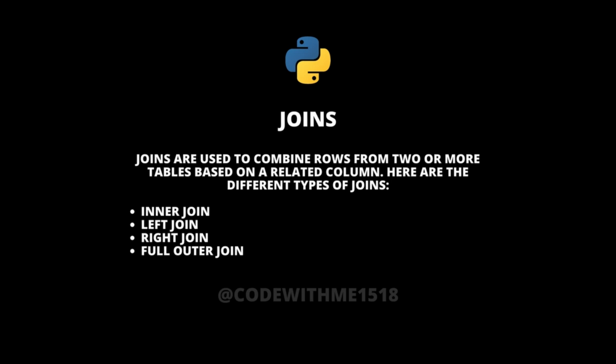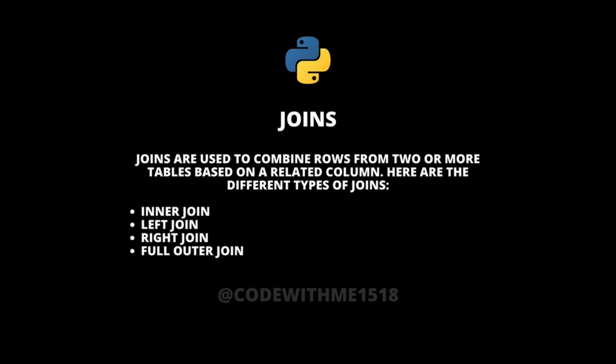Joins are used to combine rows from two or more tables based on a related column. Here are the different types of joins. Inner join returns only the matching rows from both tables. Left join returns all rows from the left table and the matched rows from the right table. Right join returns all rows from the right table and the matched rows from the left table. Full outer join returns all rows when there is a match in either the left or right table.